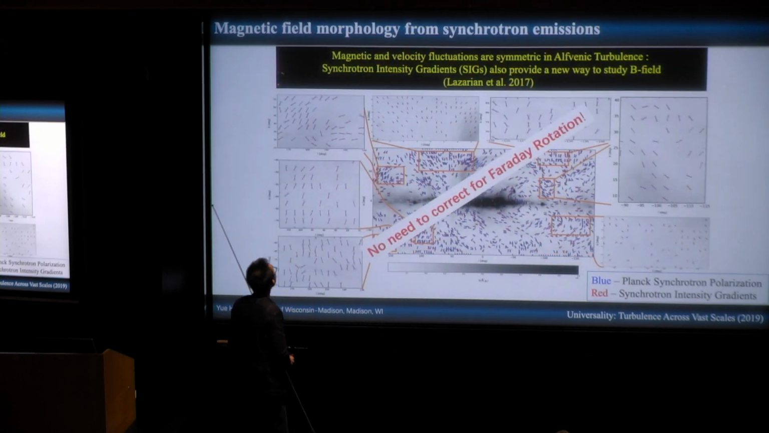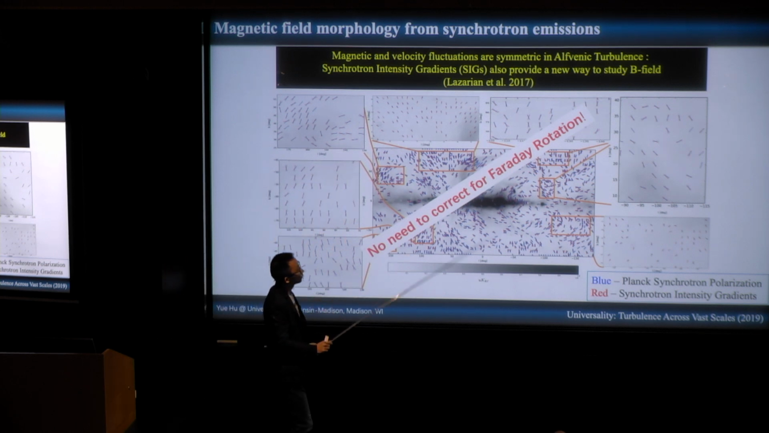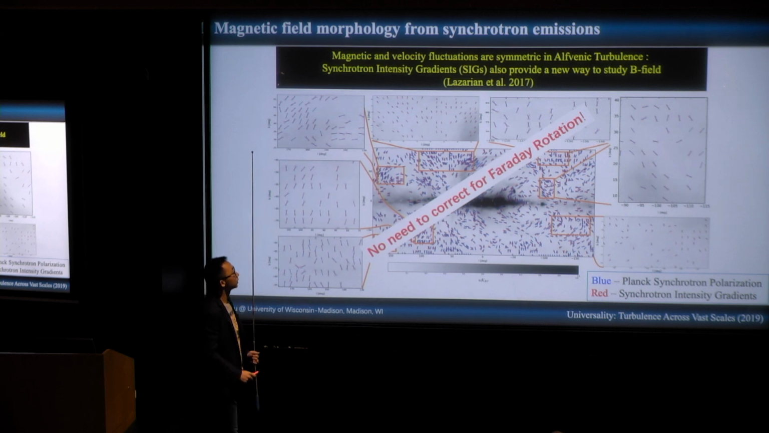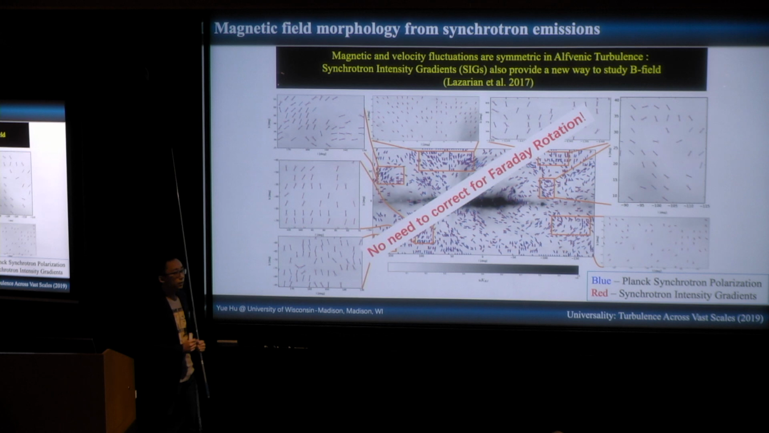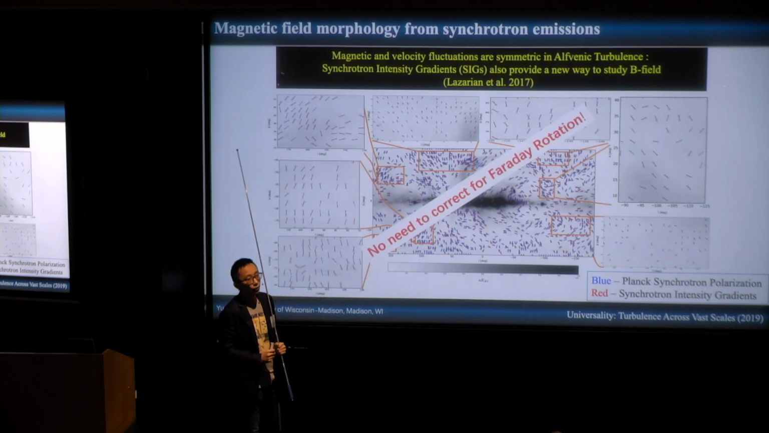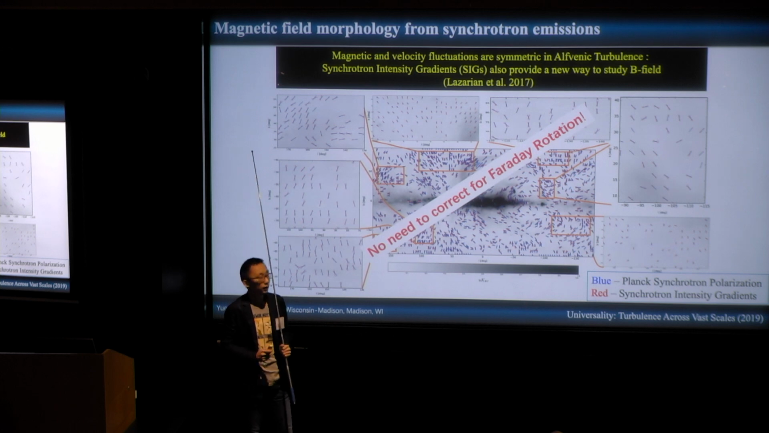The first one is the synchrotron emission. Here we trace the magnetic field using the synchrotron intensity gradients. The red vectors are the magnetic field from synchrotron intensity gradients, and the blue vectors are the magnetic field from Planck synchrotron polarization. From this figure, we can see that these two vectors align with each other very well. That means our synchrotron intensity gradient can actually trace the magnetic field. And more importantly, there's no need to correct for the Faraday rotation for synchrotron intensity gradients.